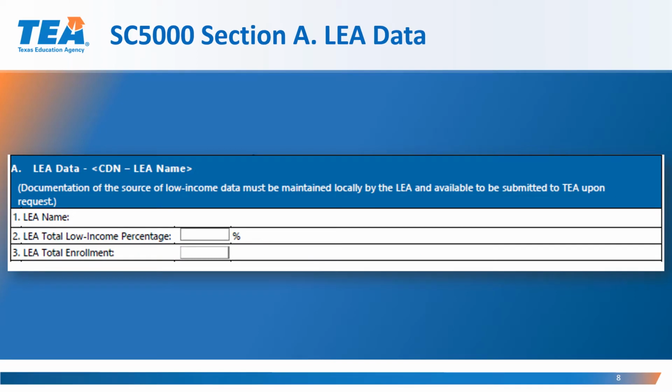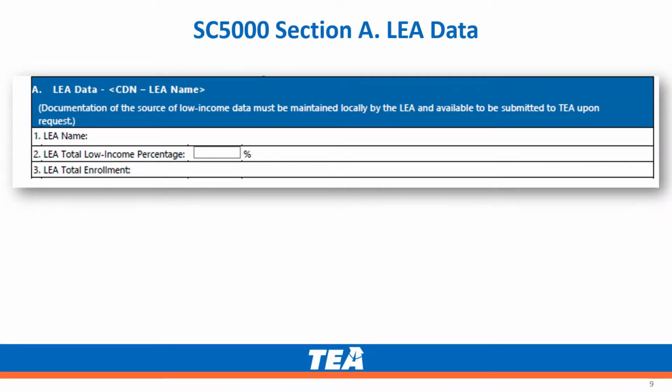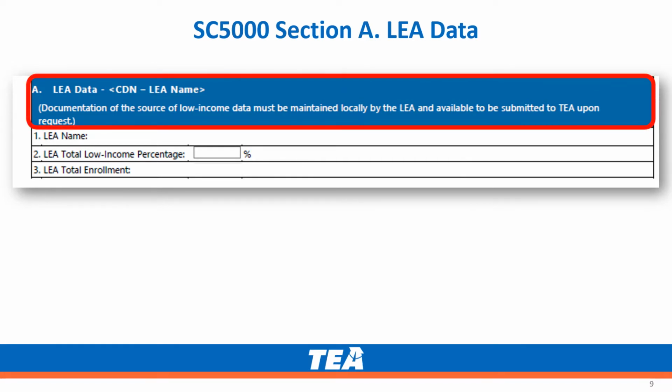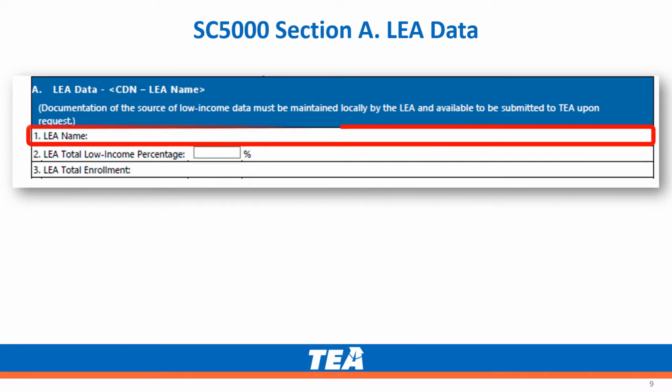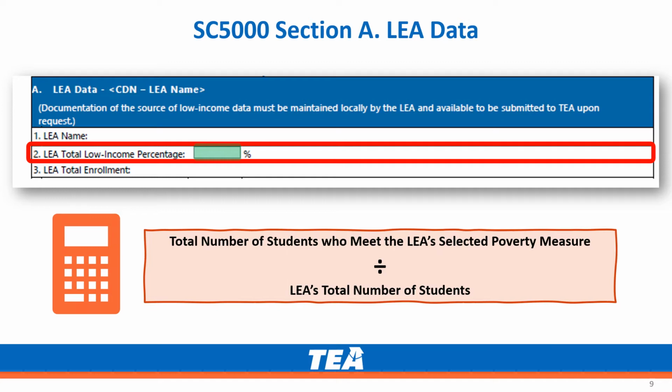Section A of the SC5000 includes LEA-specific data. The header row includes the LEA County District number and LEA name that is pre-populated with no input required. The LEA name in row 1 is pre-populated with no input required. For row 2, type the LEA total low income percentage by calculating the total number residing in the entire LEA that met low income criteria and dividing the total by the total number residing. An alternate method is to substitute enrollment for the total number residing.